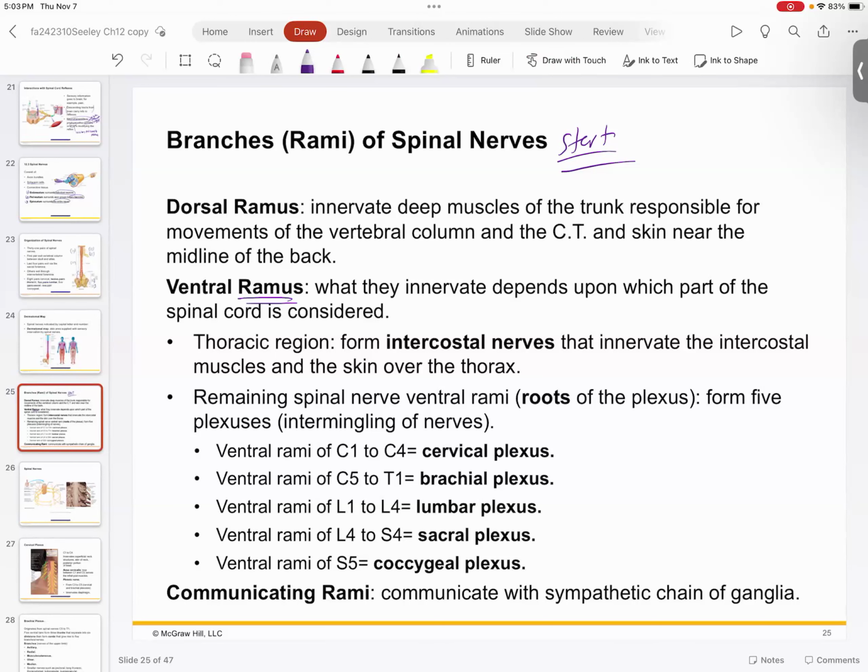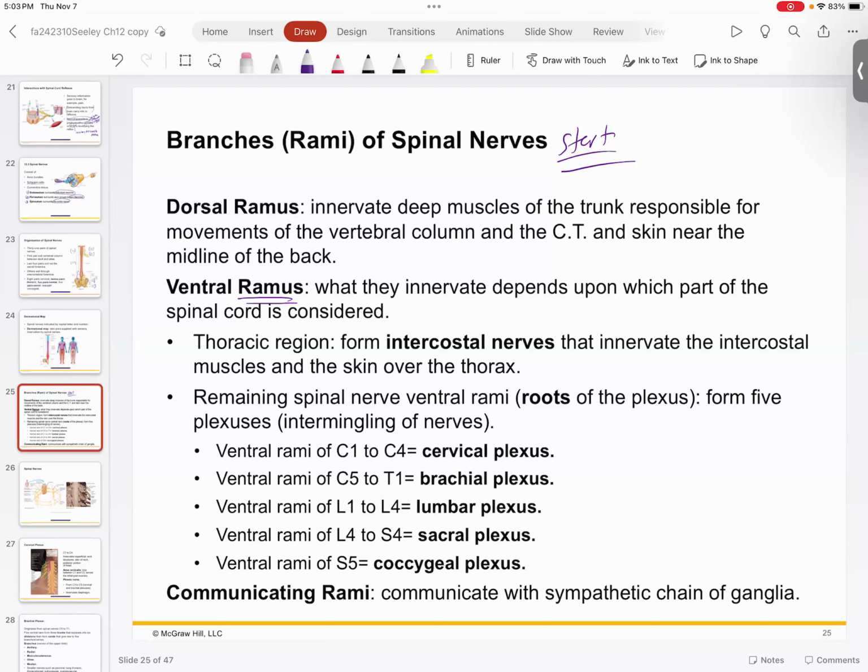But at the very beginning, we have a couple of these little offshoots, the dorsal and the ventral ramus. The dorsal ramus is basically going to be responsible for hitting those deep muscles of the trunk, the vertebral column, and the skin near the midline of the back. So it wraps around the backside and goes to some of those deeper muscles. The ventral ramus basically depends on where it's going.